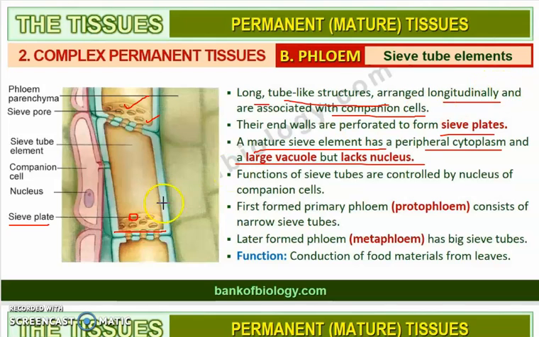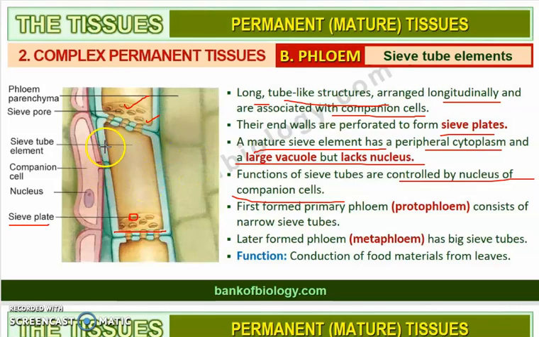It is the sieve tube element or the sieve tubes. So this part will lack the nucleus and they have peripheral cytoplasm and large vacuole in the mature sieve element. Okay, and what are the functions of these sieve tubes? The functions of sieve tubes are being controlled by the nucleus of the companion cell. So as there is the cytoplasm and the large vacuole, we can say that these are cells which are alive. They are not dead cells.